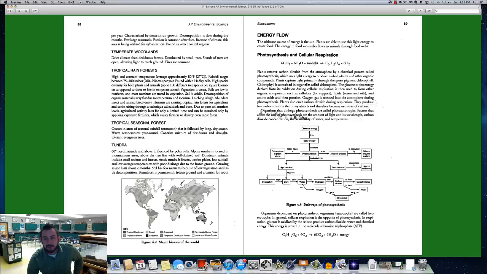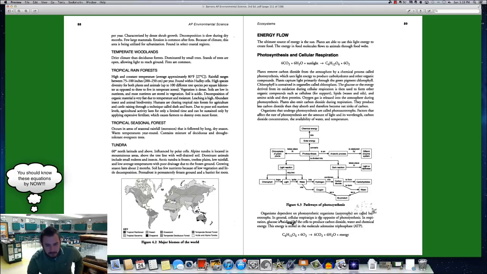Factors that affect the rate of photosynthesis are the amount of light, wavelength of light, carbon dioxide, availability of water, and possibly temperature. So there are many pathways of photosynthesis that can actually happen. I'm not going to go into all these. This actually looks very complicated to me, but they put it in there as a way of helping you remember all these things.